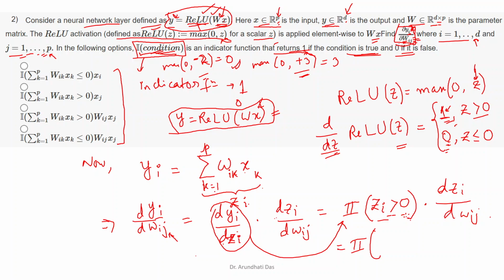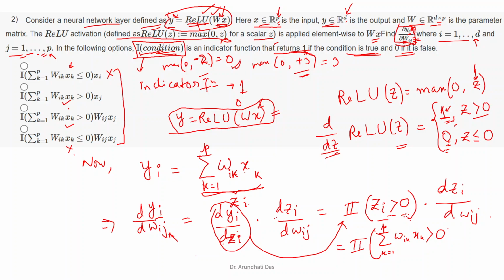Which we can further simplify like this. Zi we have considered before as this entire portion, right? So I'll just substitute that value: the summation over k equal to 1 to p of wik xk greater than 0. So in all the options that are given, we can see similar wik xk greater than 0. So the option with less than or equal to 0 will be cancelled out here. The possibility is that maybe this option is correct or the other one is correct.